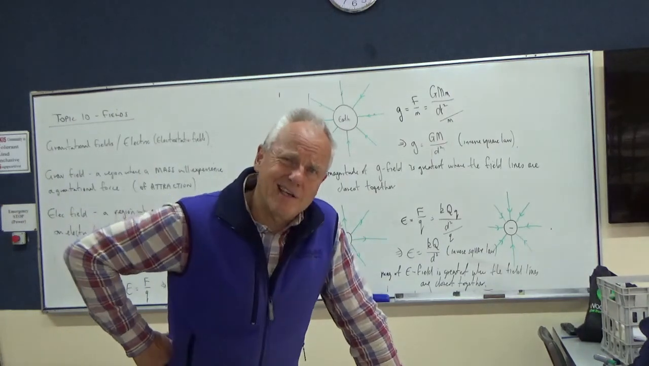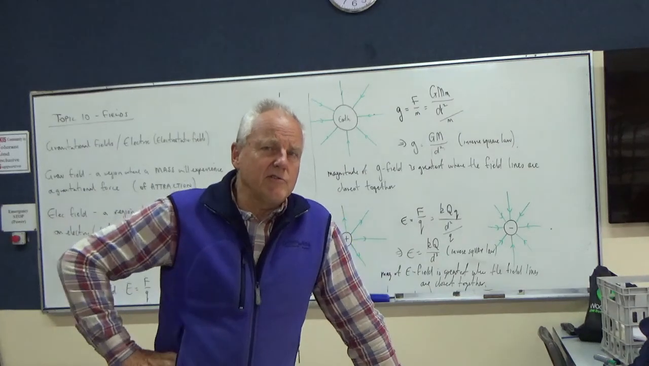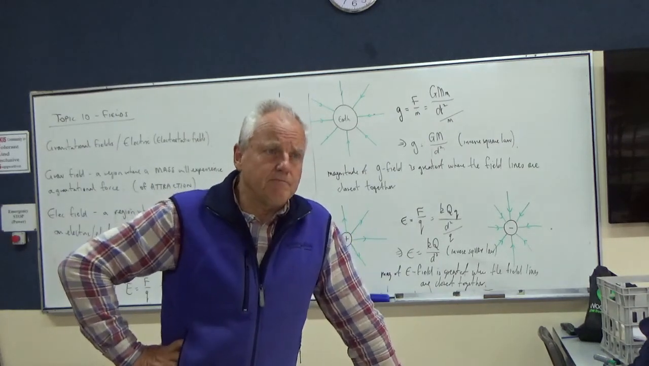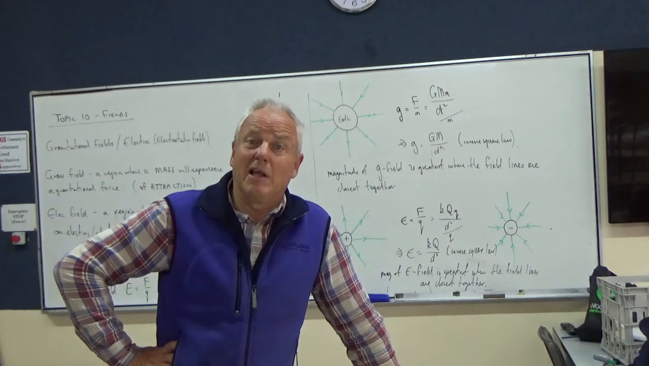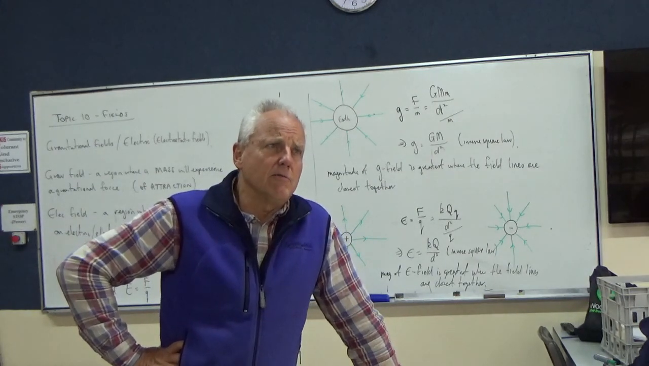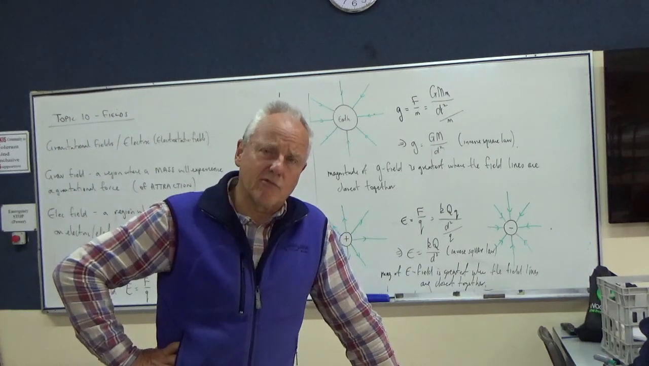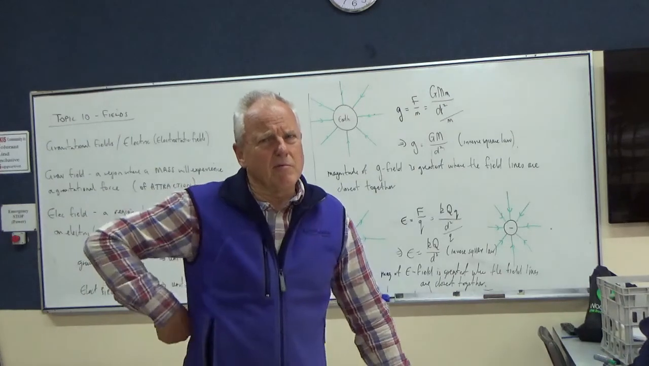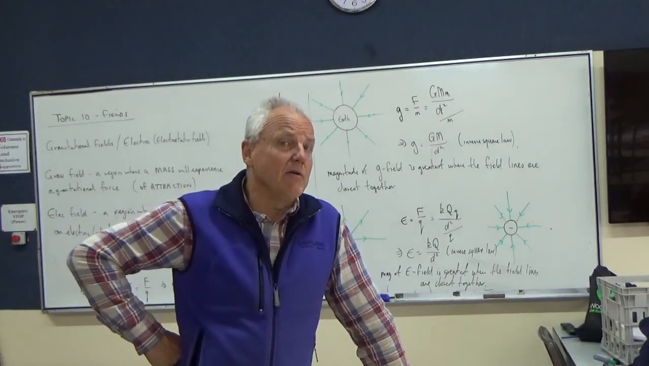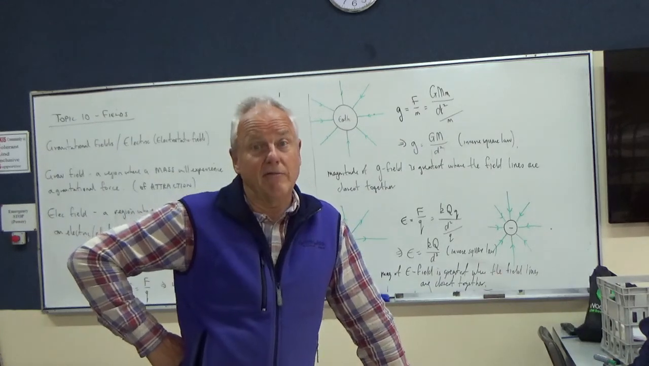So this is topic 10, fields. It pretty much just looks at gravitational fields and electric fields, which we'll find are very, very similar. There's a lot of stuff in the data booklet about that, but we'll work our way through that. What we've got on the board at the moment is, I think, stuff you already know, but it then leads into trickier stuff as we get through it.